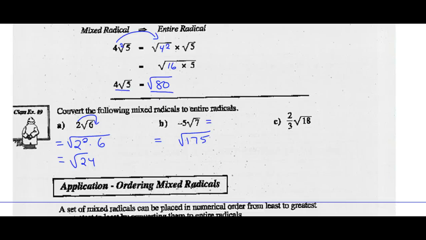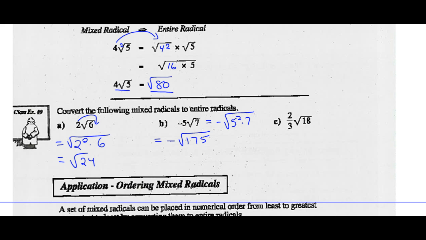So what you have to do is keep the negative sign out front, and then you can bring the 5 squared inside. So you will get radical 175, but that negative sign has to stay out front of that radical. Because the original question is negative, we can't change the value. We just want to change the way it looks.